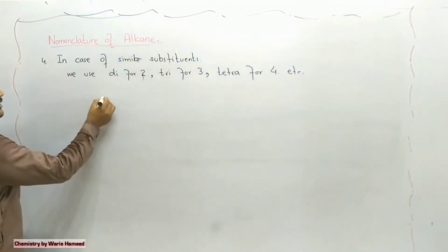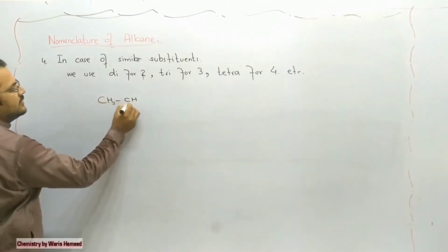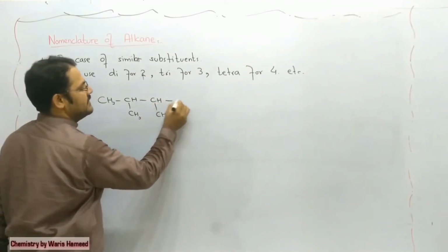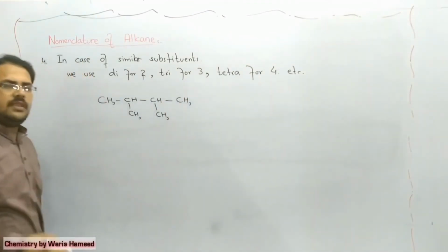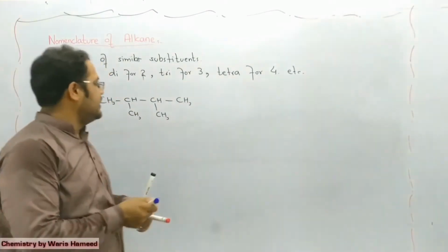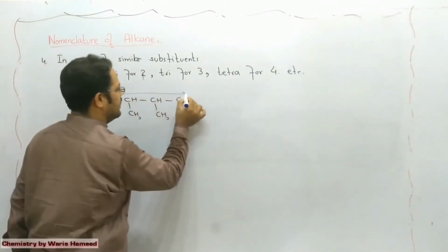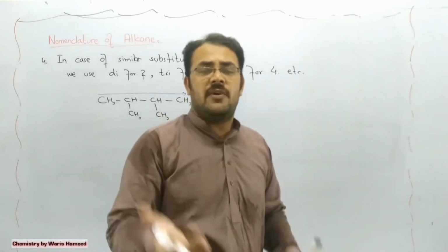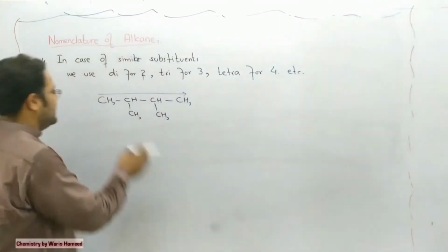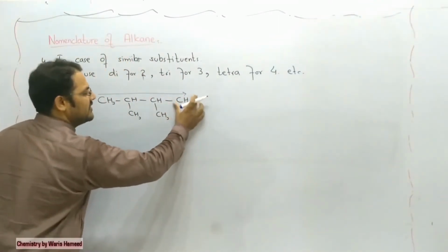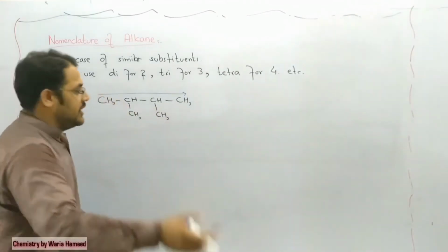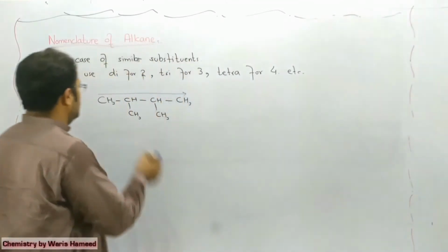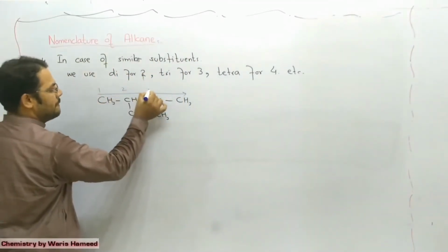For example, we have a molecule CH3, CH, CH3, CH, CH3, CH3. In this again we have to select the longest chain. It is the longest chain. And assign number to the parent chain from that side from where the substituent has the minimum number. In this case, if I give number from this side, the substituent is on 2 position. And from this side, it is also present at the second carbon.